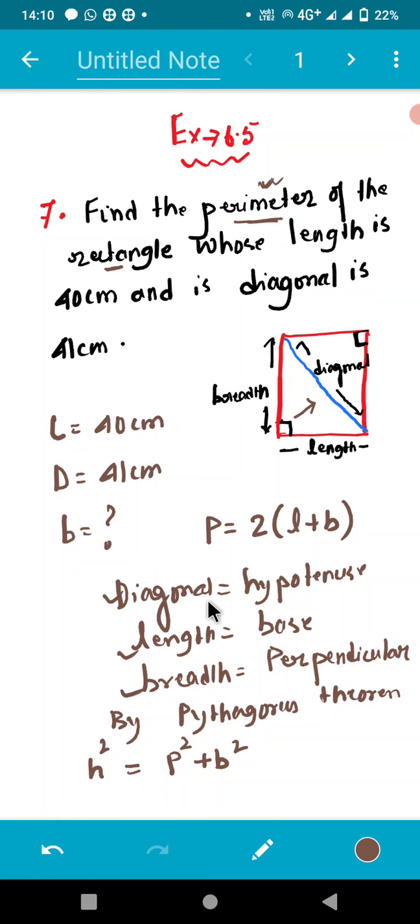Now h is considered as diagonal and the length of diagonal is given as what? 41 centimeter. So we will write it here, 41 square. P is considered as breadth, that we have to find out. So we will keep the p square as intact. B has been taken as what? Length, isn't it? This is length and this will be considered as base. Now length is 40 square. Okay, and let's move on to the next page.